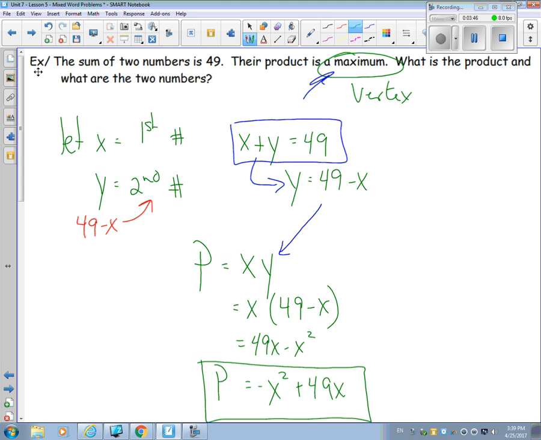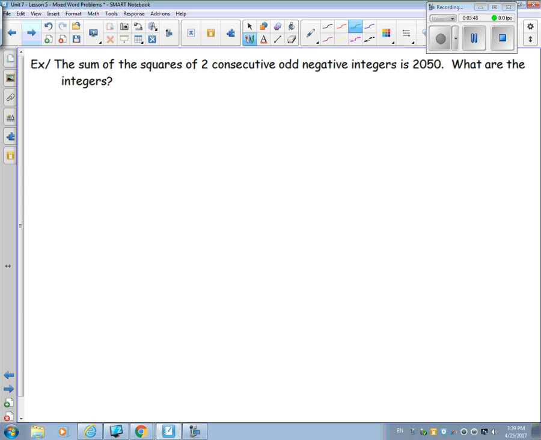Let's try another one. The sum of the squares of two consecutive odd negative integers is 2050. Oh, they're telling us what the answer is. They're giving us an equals. This is a solving question. I didn't see the word min, max anywhere in there. I was told a number I have to get. That means I need to solve for it.